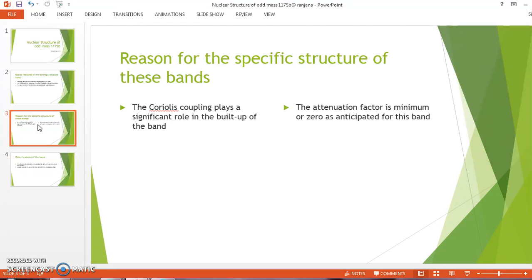The Coriolis coupling between the odd proton and the corresponding even tin core is very strong. It is quite high in building up this strongly coupled band structure. And the attenuation factor for this band structure is supposed to be minimum or zero.